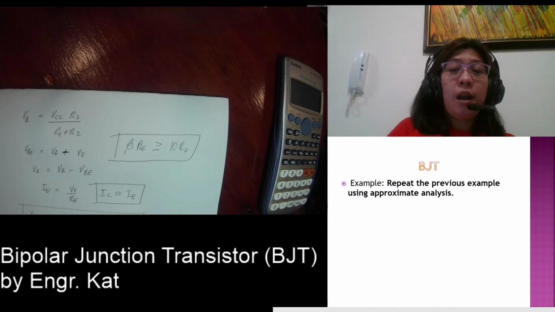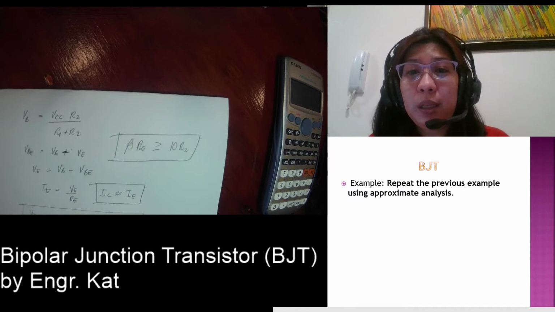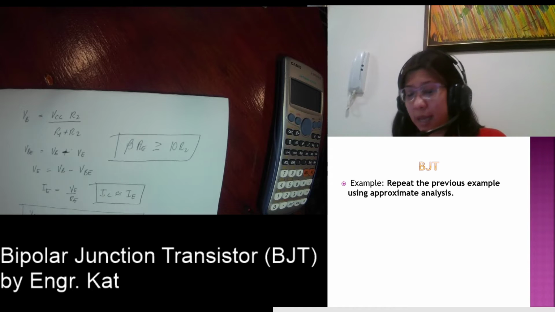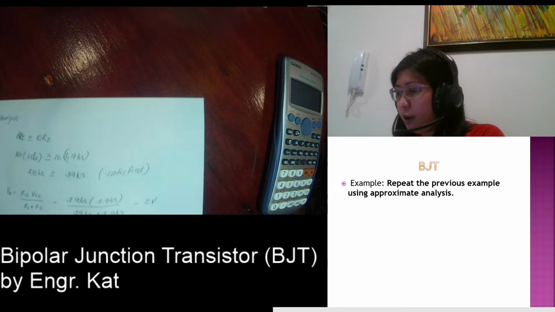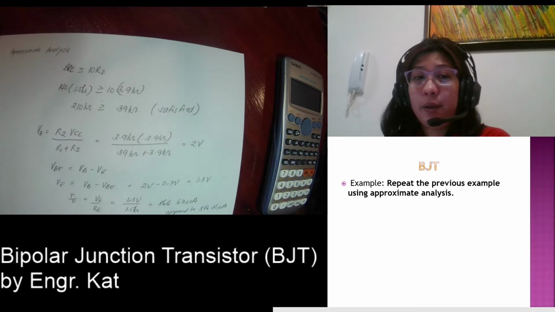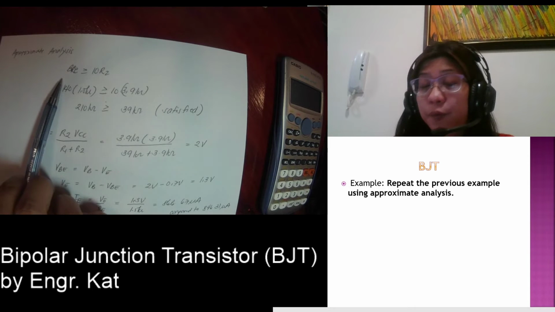So we have here, let us repeat the previous example, this time using the approximate analysis. Okay? So I have here prepared the condition for approximate analysis. So let us first check the condition.